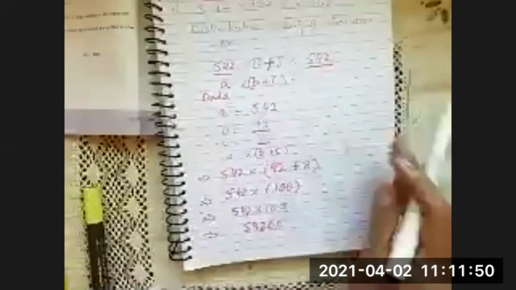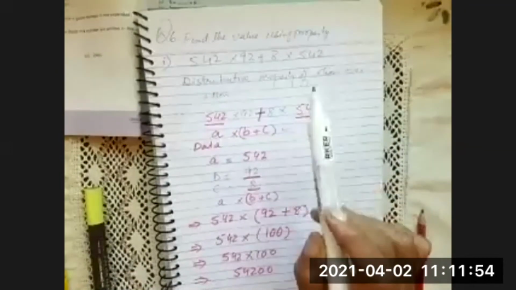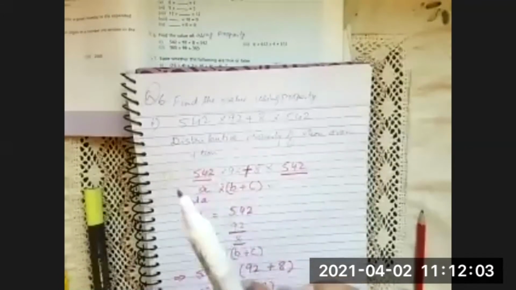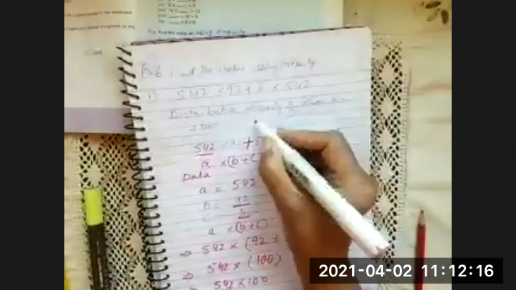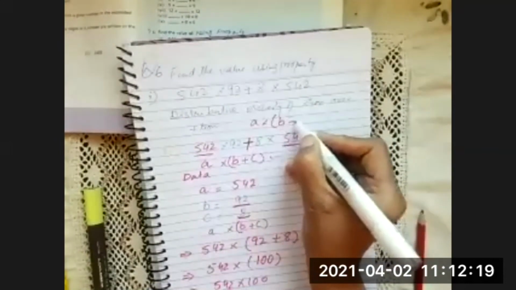Okay, children, I'm explaining the first part again. The question was find the value using property. I've said it before that we change the heading of the question: instead of find the value of, we will say find the value using property, because we are using which property? The distributive property of multiplication over addition, which has got the formula A into B plus C.